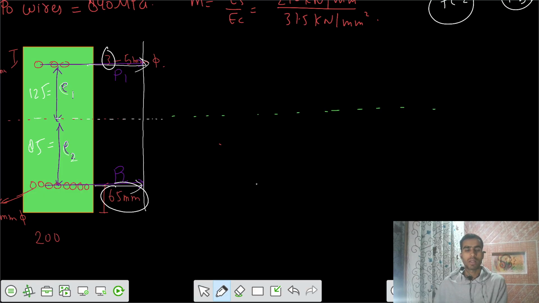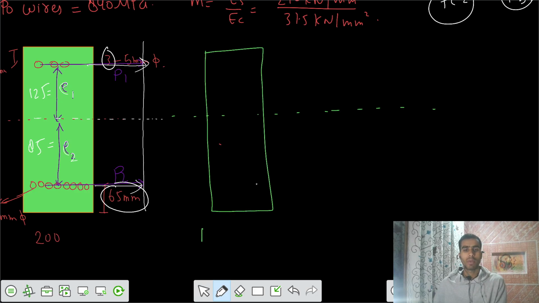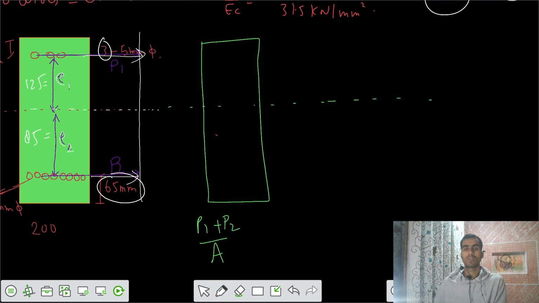Let's have the stress one. That's the effect of P1 plus P2. Let's have the combined effect of P1 plus P2. So the stress would be P1 plus P2 divided by the area of the cross section. That's constant throughout those fibers.